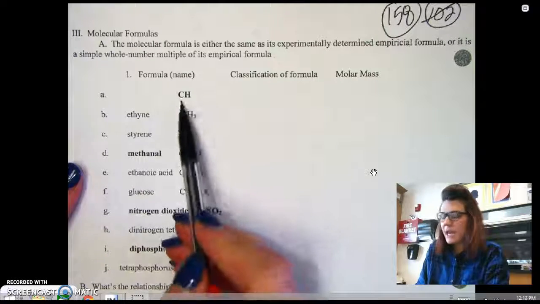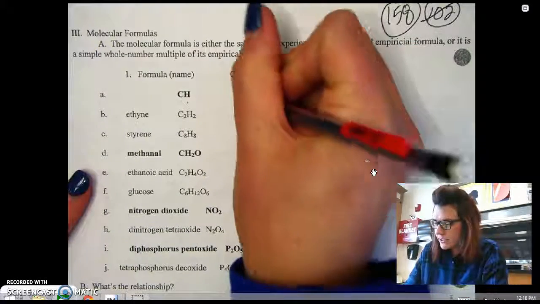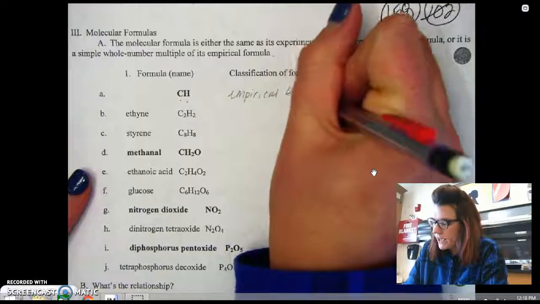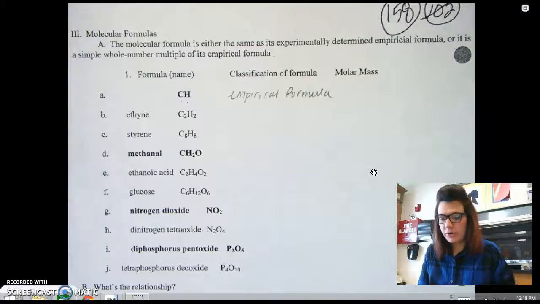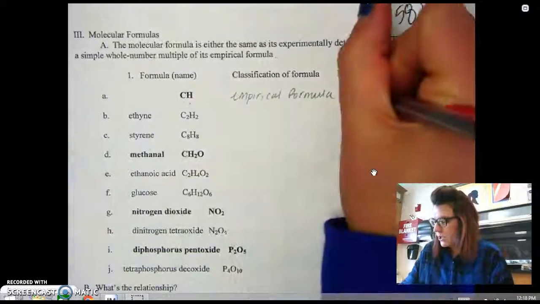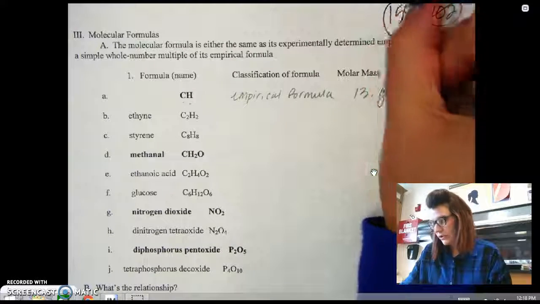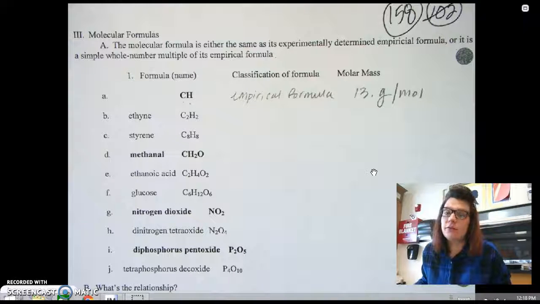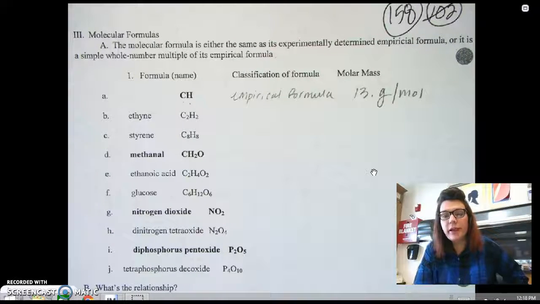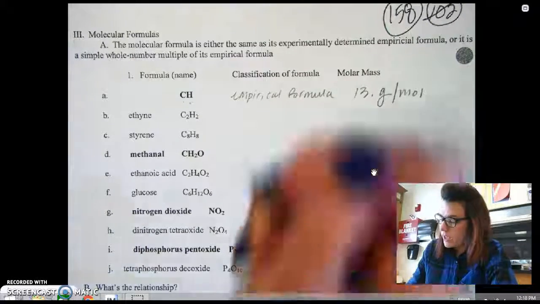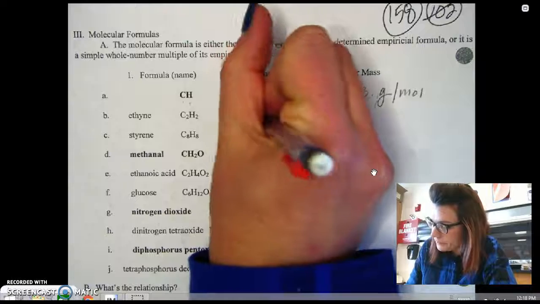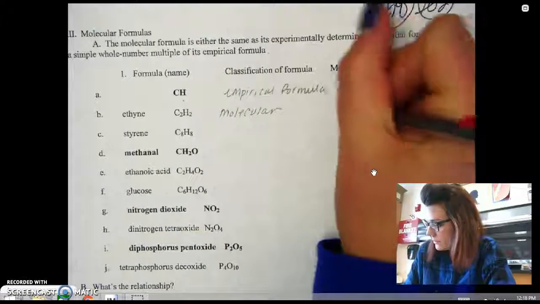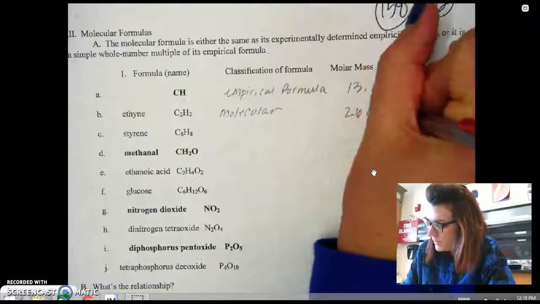Okay. So CH does not exist in nature, so we would say that this is an empirical formula. And if I were to add this mass up, I would do carbon, which is 12, plus hydrogen, which is 1. So this mass would be 13 grams per mole. Okay. Ethine, okay, this is going to be a molecular formula. Why? Because I can divide 2 and 2 by itself to get C and H. So this is going to be a molecular formula, where if I add these up, it's going to be 24 plus 2, which is 26 grams per mole. Okay. Let me keep going.